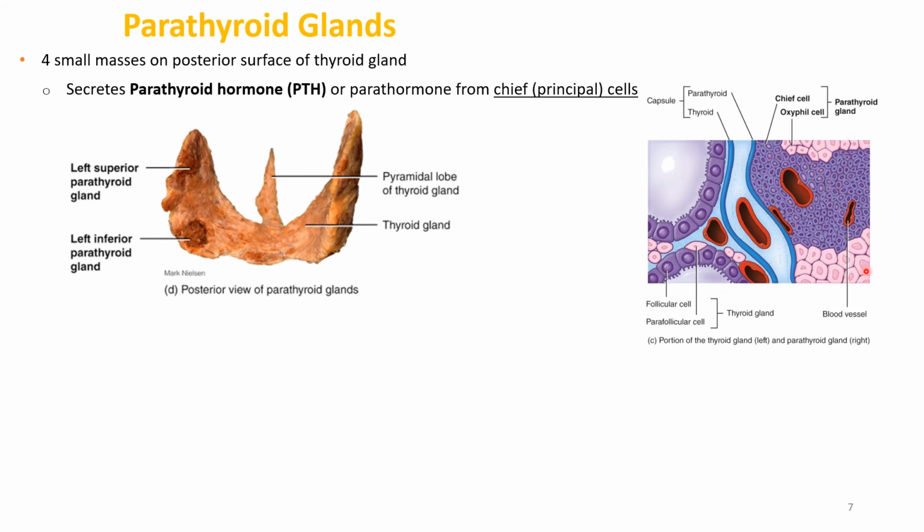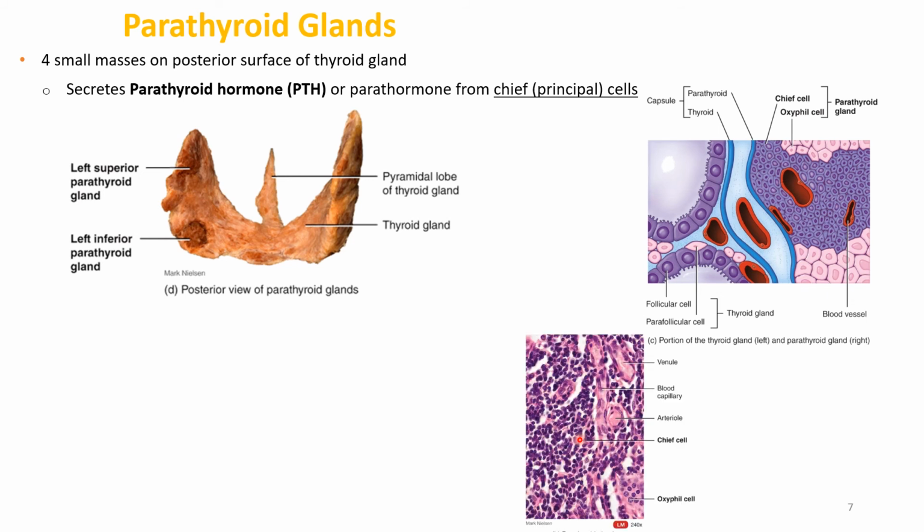There's also these other cells in here called oxyphil cells, and what I know about them is that when people have metastatic cancer, they can also produce parathyroid hormone. So these chief cells are what's making the parathyroid hormone. You can see them here in an electron microscope blow up, all these little chief cells surrounded by their oxyphil cells. And the whole point of these guys is that they're going to be antagonistic to calcitonin.